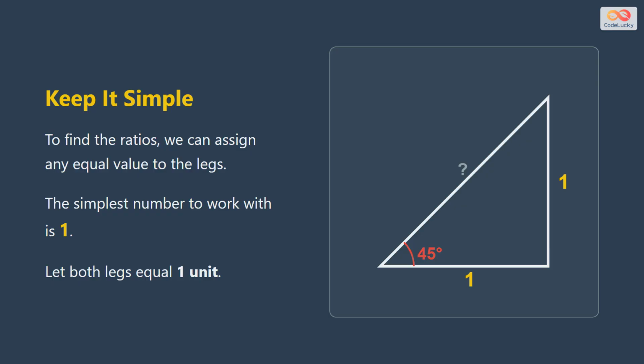Since the specific size of the triangle does not change the ratios, we can choose the simplest numbers possible. Let's assign a length of 1 unit to both legs. This makes our calculations very easy.